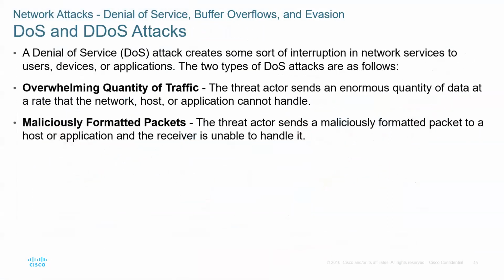All right. So other attacks that we talk about are denial of service. A denial of service attack is used to create some sort of interruption in network services, either to users, devices, or maybe some applications. The idea is that you have an overwhelming quantity of traffic, so they're sending an enormous amount of data at a rate that the network host or application can't handle. You also have maliciously formatted packets, which the host application and receiver are unable to handle. So they're really malformed packets that are being sent across the network.